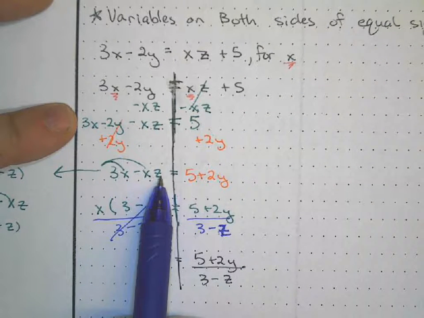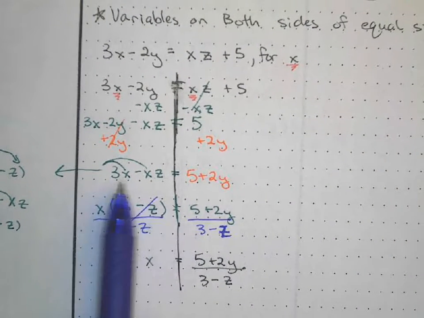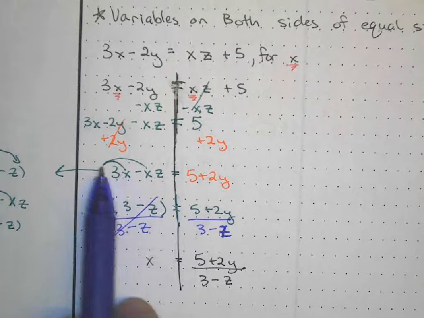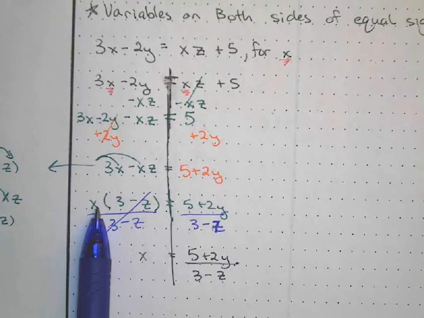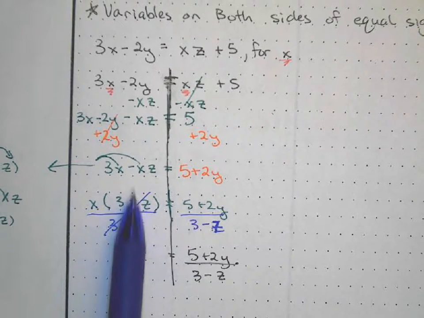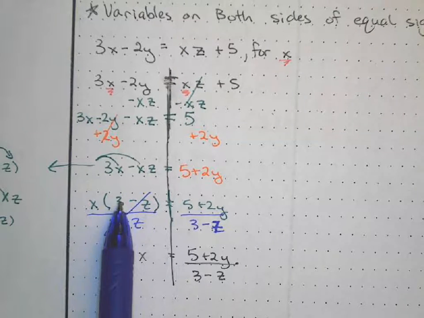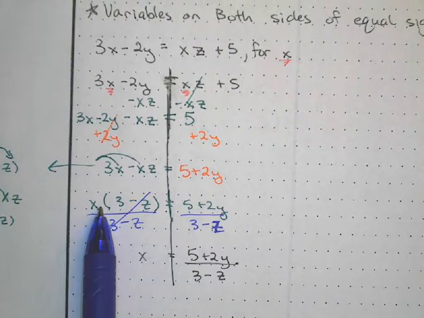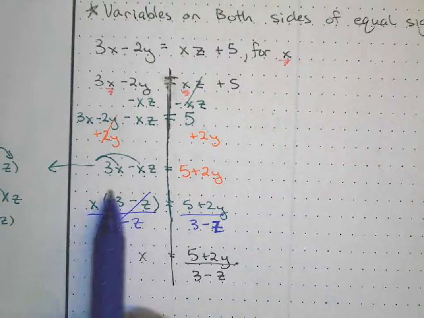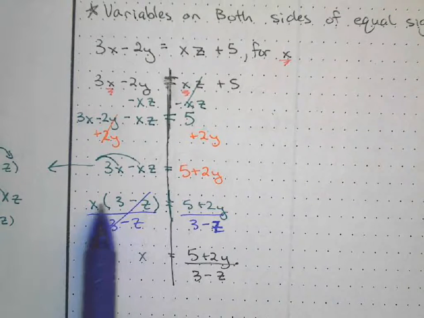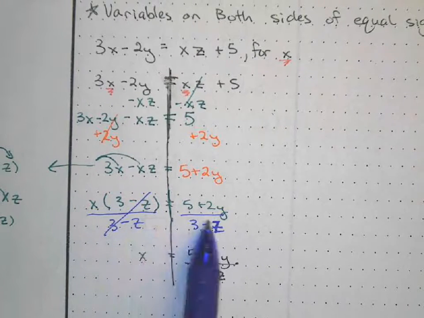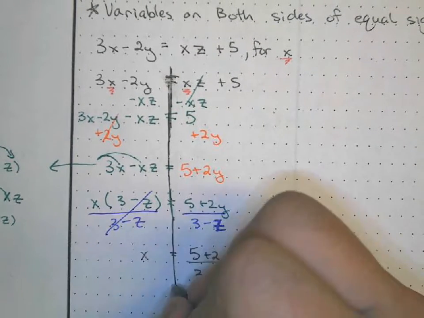So then I had 5 plus 2y on my right-hand side, and since the y's were canceled, I had my 3x minus xz. Now I have this 3 and this z that I need to take care of, and the trick I can do is called factoring, reverse distributing, where I'm going to pull this x out. Since they both have it, I can pull it out front, like so. And what's left behind is my 3 minus z. And now that I have x times something, I can just divide by that something. So I can divide by 3 minus z. I'll do the same thing to both sides, and then we're done.